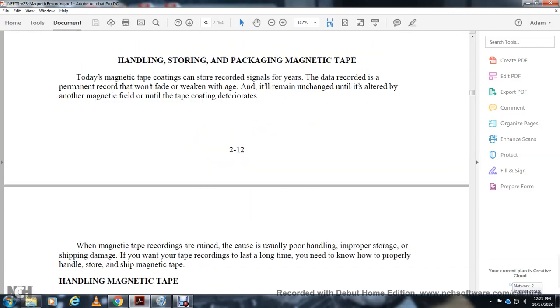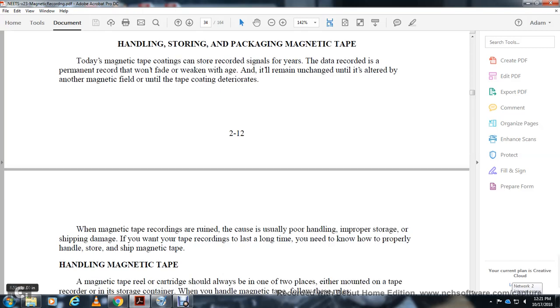When magnetic tape recordings are returned, they are usually poorly handled and improperly stored, with shipping damage. If you want the recording to last a long time, you need to know how to properly handle, store, and ship magnetic tape.